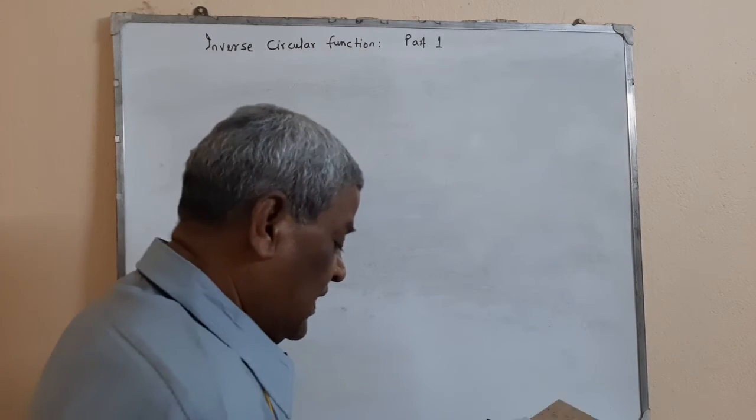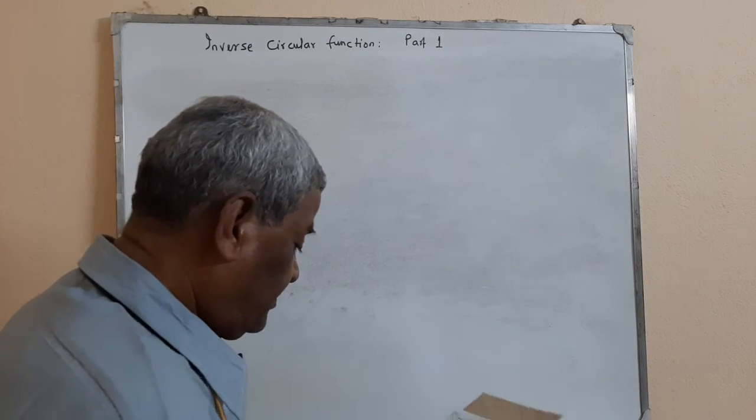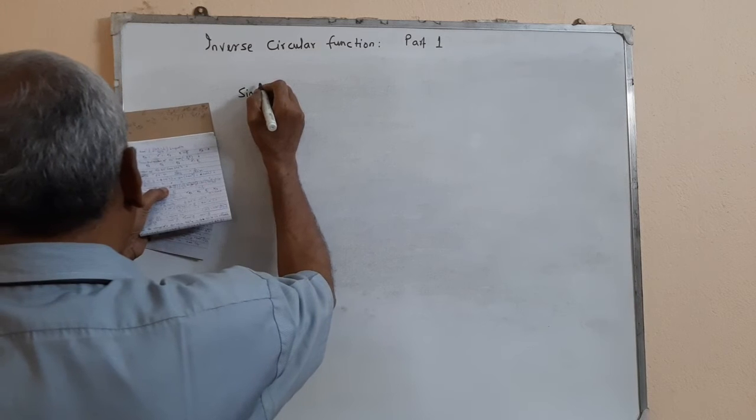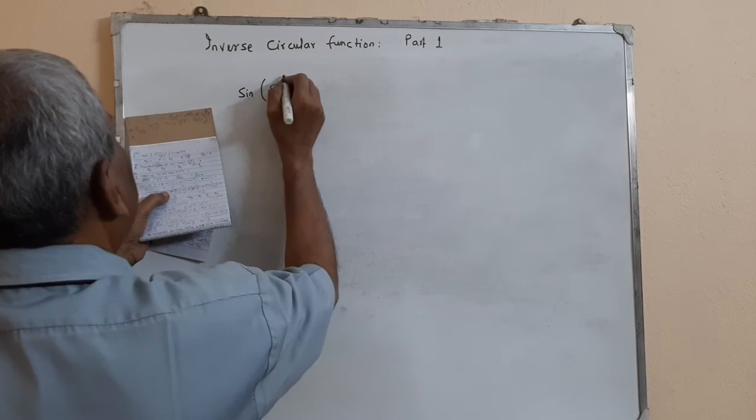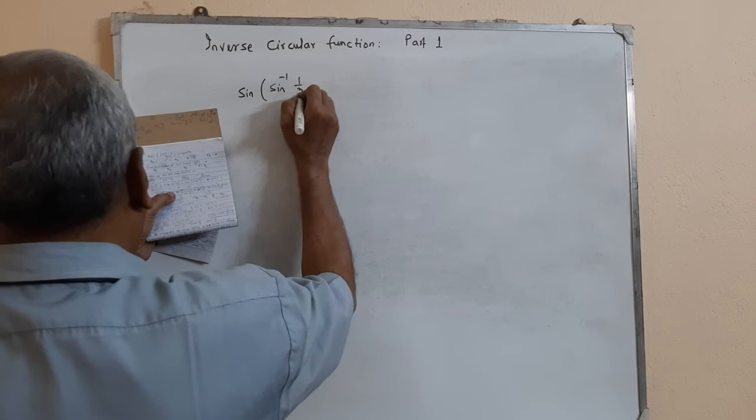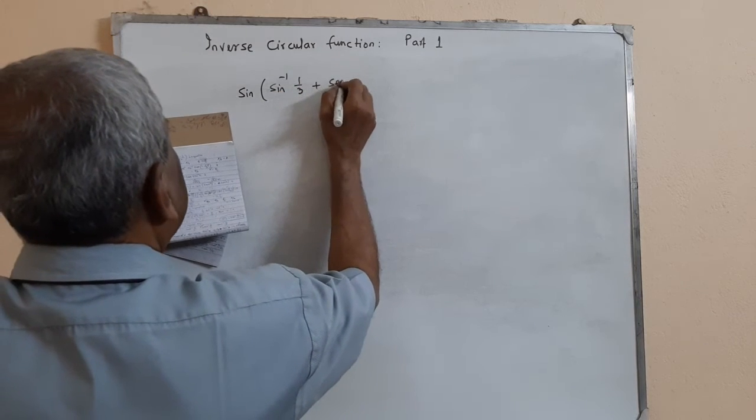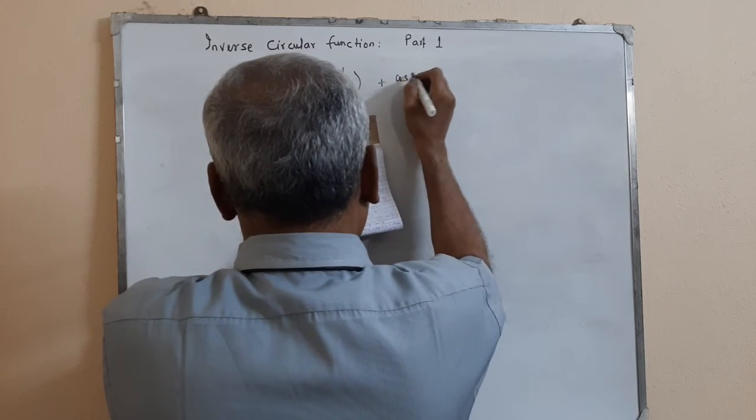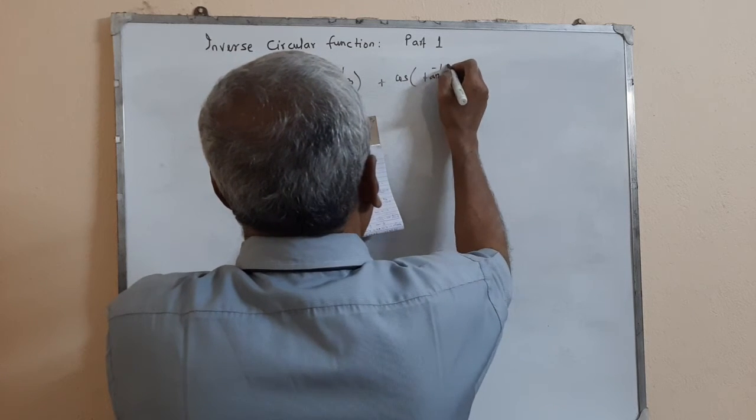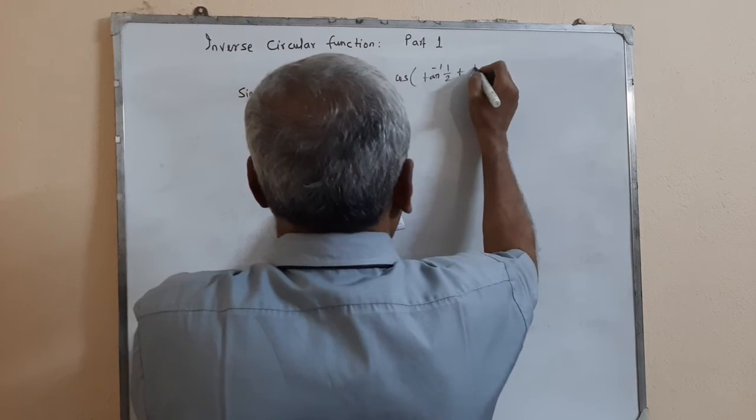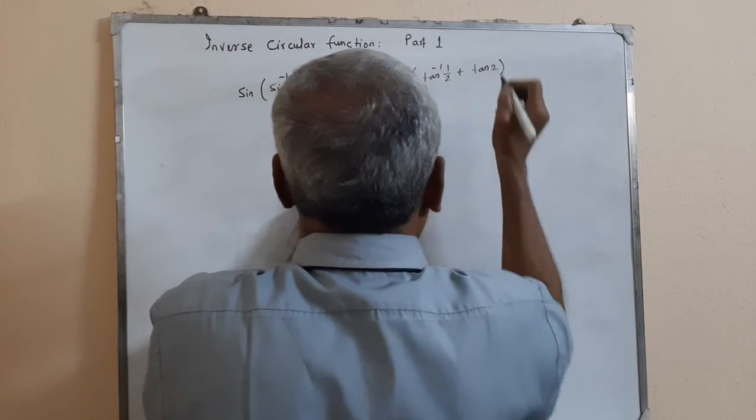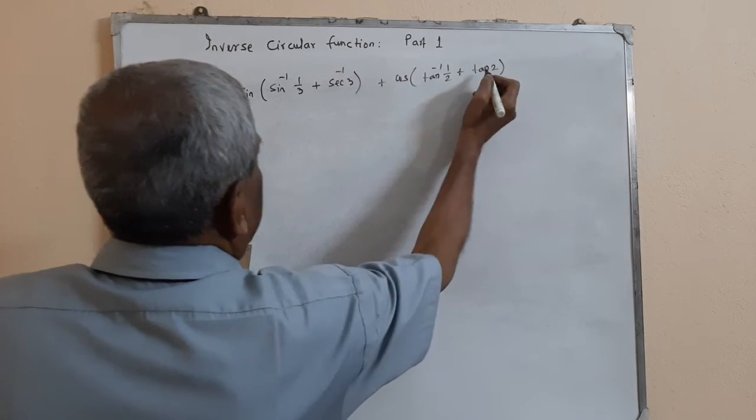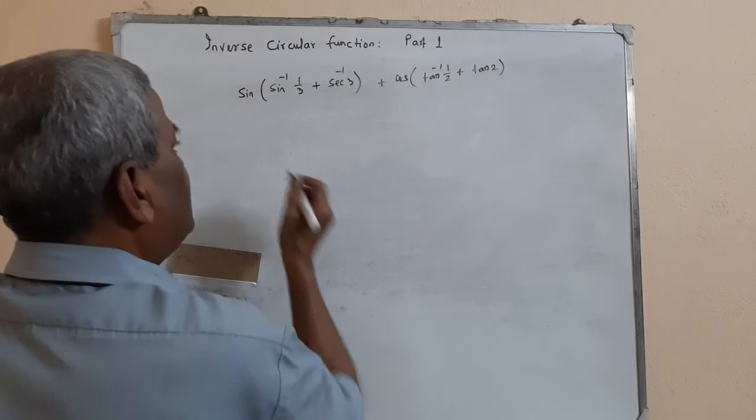Now, our next problem. Sine of sine inverse 1 by 3 plus sec inverse 3 plus cos of tan inverse half plus tan 2. Obviously, these 3 and that 2 are in terms of radians.